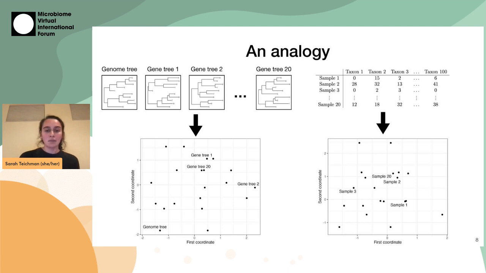So the work that I'm doing here is actually quite similar. The differences are that instead of wanting to plot our samples as our points, we want to plot our phylogenies, our gene trees, and our genome tree. And instead of using a vector of counts as our data, we're actually going to use all of the information encoded within our phylogenies, our branching structure, and our branch lengths.